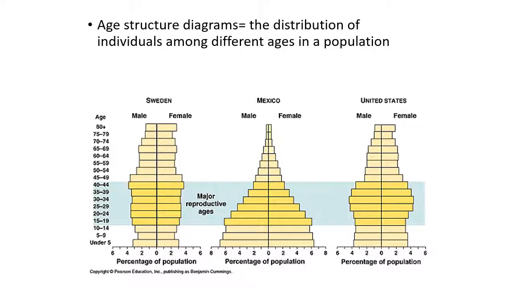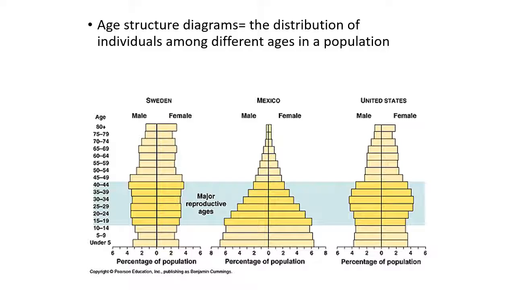So these are age structure diagrams, the distribution of individuals among different ages in a population. You're going to see the major reproductive ages, and major is the keyword here, from 44 to 15. Women reach menopause at the age of 50 on average. So what we're seeing here is those who are more likely to give birth, and we can look at them and figure out the different trends and the different birth rates for countries.